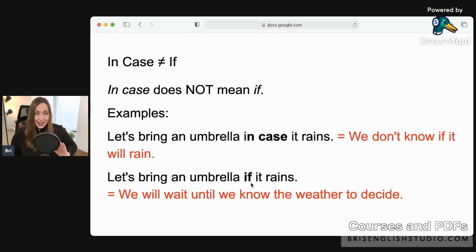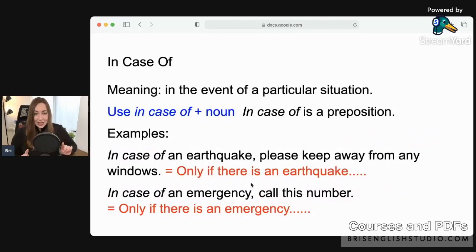Okay? Very good. So let's look at in case of. Here, the meaning is a little bit different than in case. This meaning is closer to if, okay? It's conditional, so in the event of a particular situation. We use in case of plus a noun, and in case of is a preposition. So if you remember, in case is a conjunction or an adverb. In case of is a preposition.